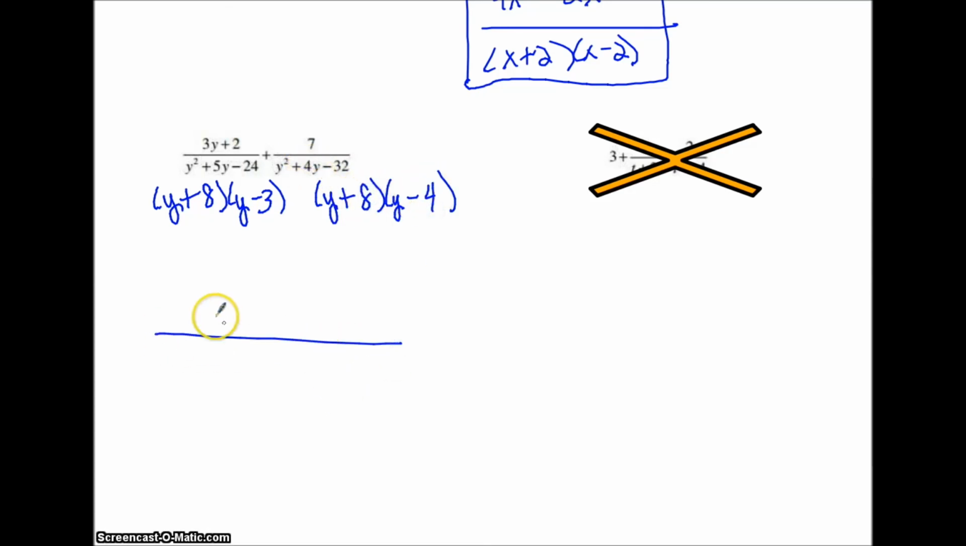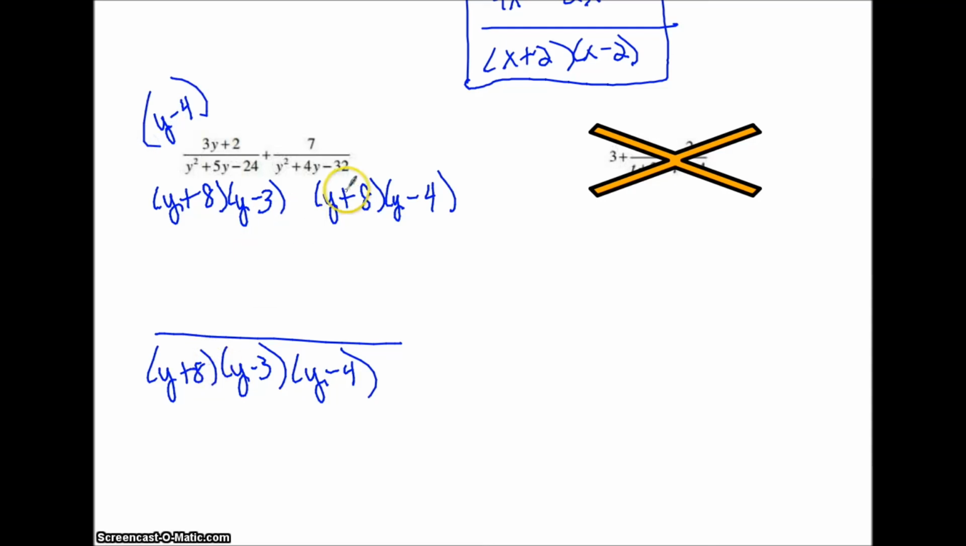Draw a line, find your common denominator. Take all of the first one and write it down. Y plus 8 and y minus 3. Second one, y plus 8 is already there. Don't write it again. Y minus 4 needs to add. Compare. First one, y plus 8 is good, y minus 3 is good. It needs y minus 4. Second one, y plus 8 is good, y minus 4 is good. It needs y minus 3.